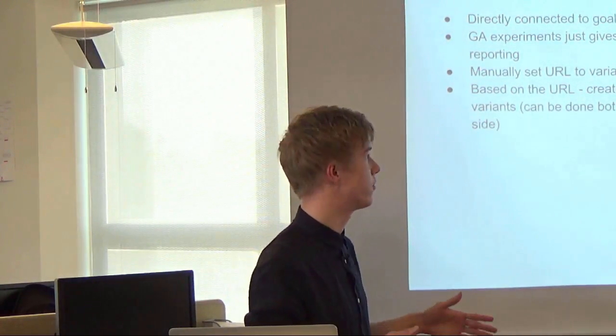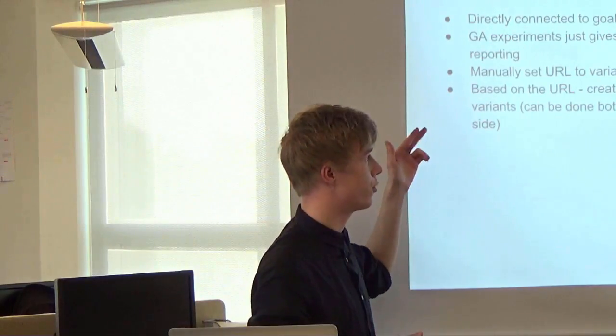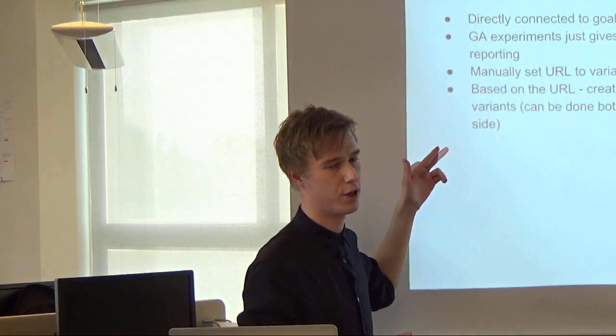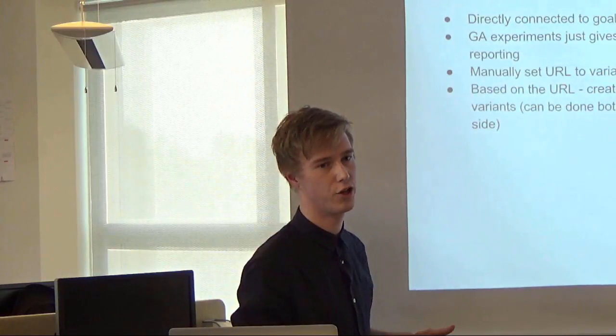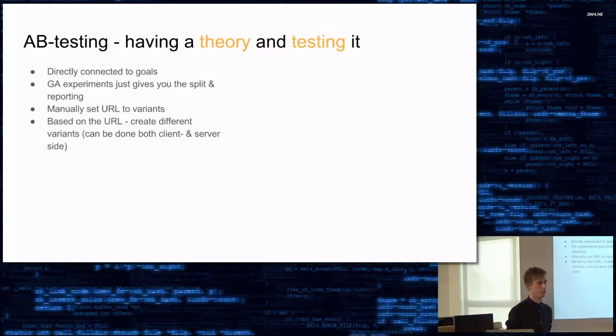Google Analytics just lets you specify your URLs to different variants by yourself. So you can actually perform the variant changes both server-side and client-side. So if we want to test that, okay, if we make this button green instead of red, that's going to boost conversion, we have that theory.